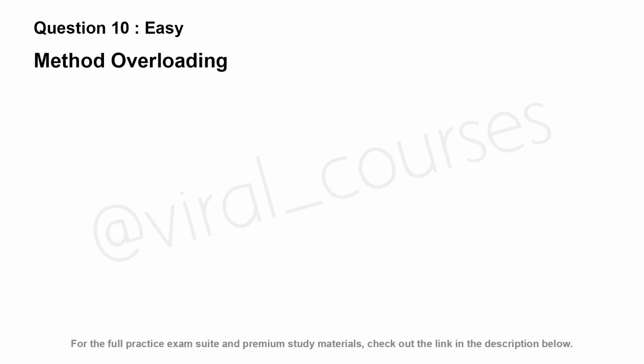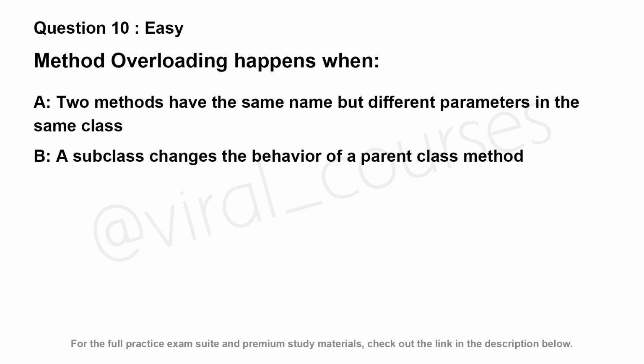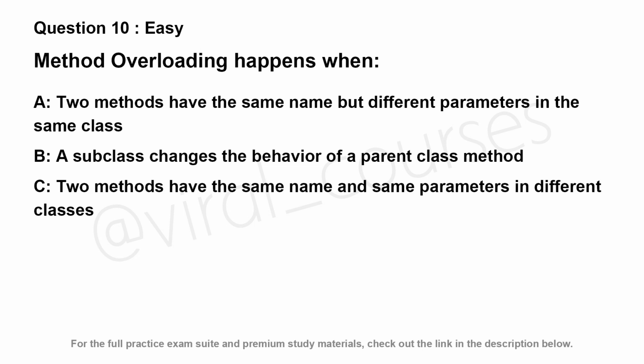Method overloading happens when: Option A. Two methods have the same name but different parameters in the same class. Option B. A subclass changes the behavior of a parent class method. Option C. Two methods have the same name and same parameters in different classes. Option D. A method is declared as final.